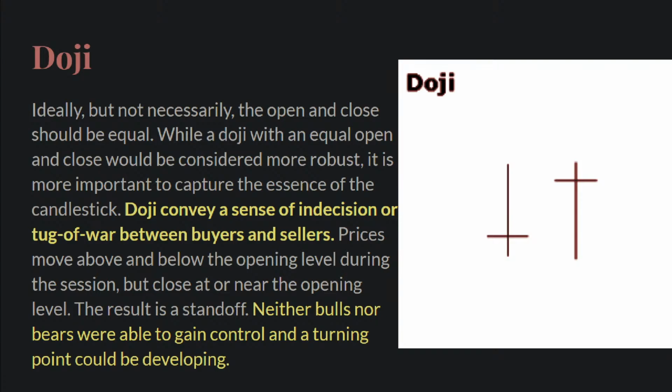So when I start to see a doji, it makes me think that whatever trend we're currently in right now has started to become indecisive, and things might start to change.